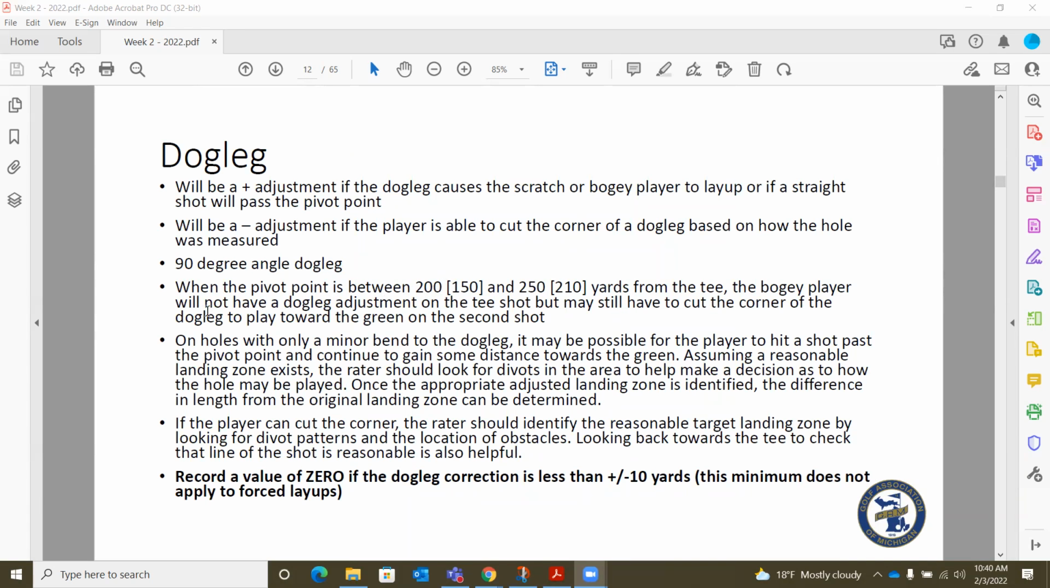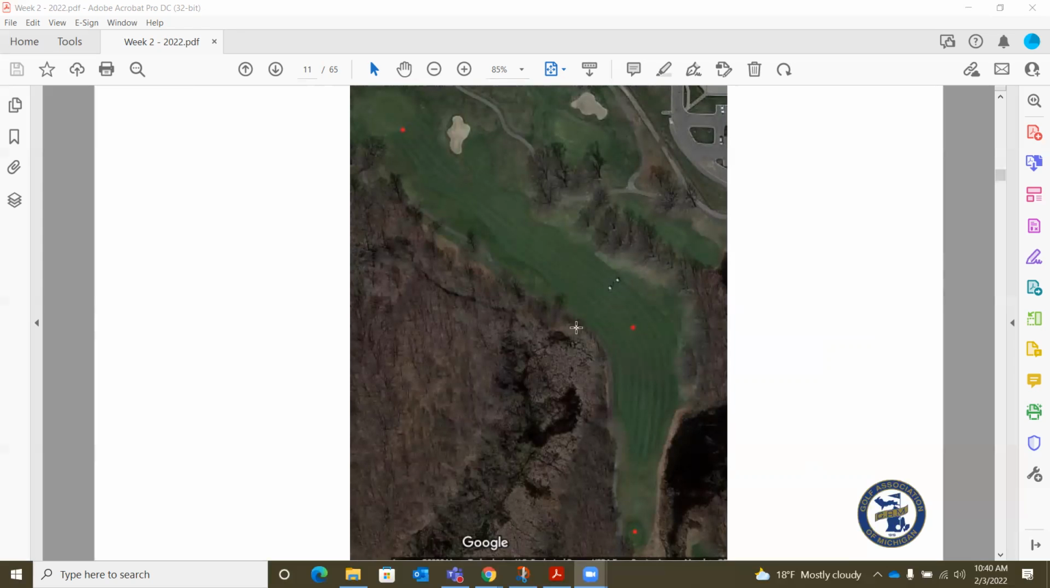All right, so when it talks about a pivot point here, it's probably best just to show this example. What that bullet point is saying is that if my golfer hits it 200 yards and 200 yards from the tee is right here, I don't have a dogleg because I don't hit it far enough. But if 250 is up in the trees here, then I will. So it's a pretty common sense statement.